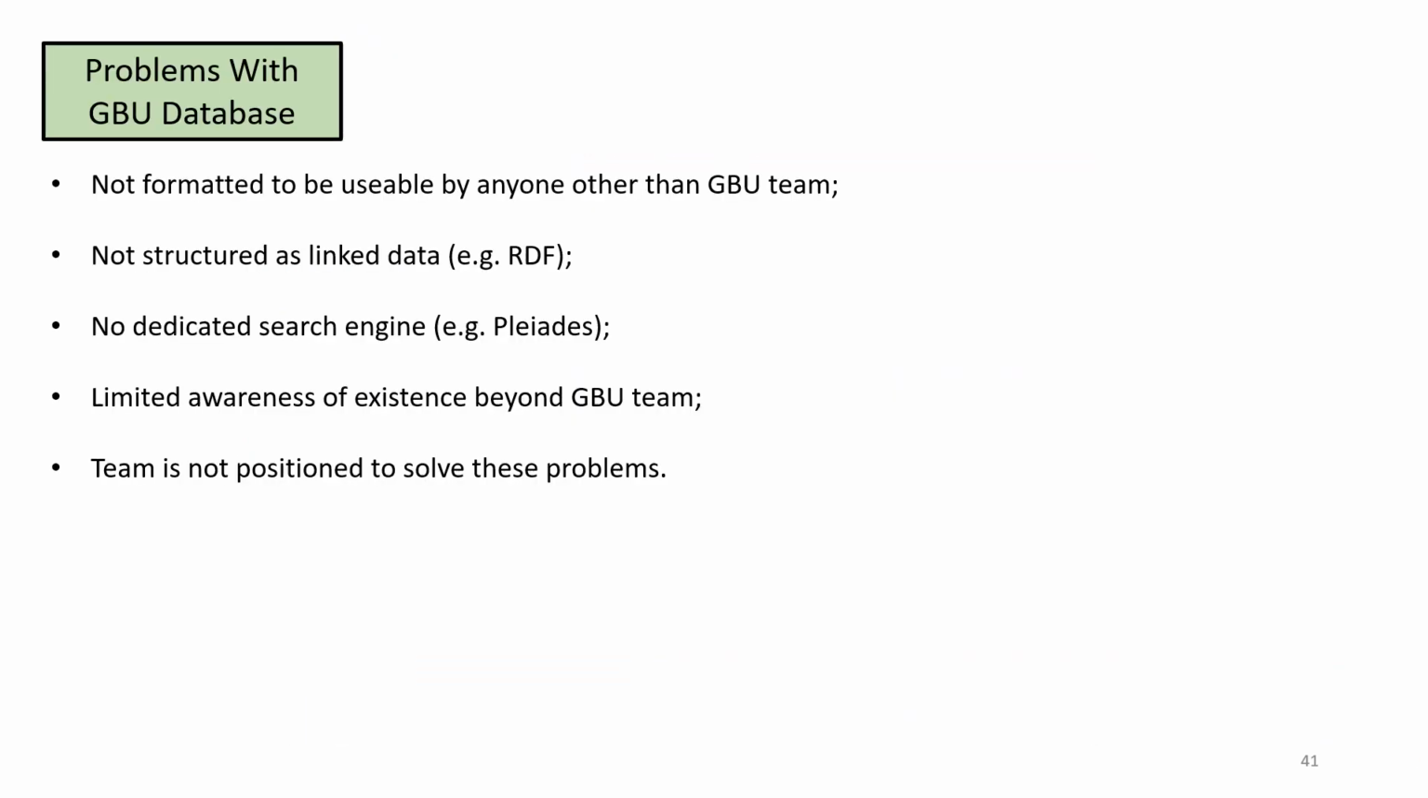In conclusion, we must cite some current problems with our work. We have not used a standard database structure, which can limit the use of our data by others. More specifically, the database is not structured as linked data. Further, the Gazetteer database is not searchable via a dedicated search engine like Pleiades, and there is currently limited awareness of our Gazetteer.